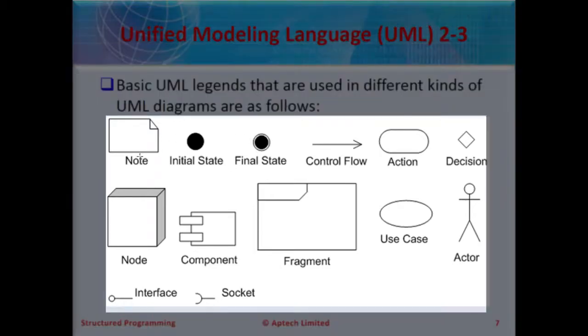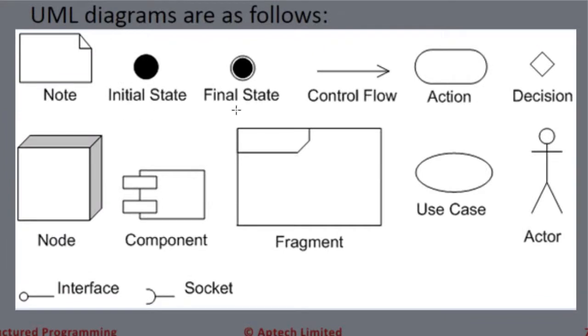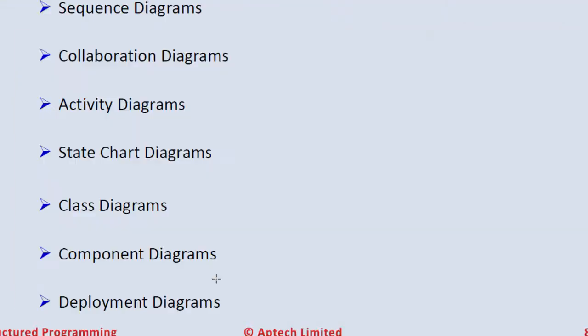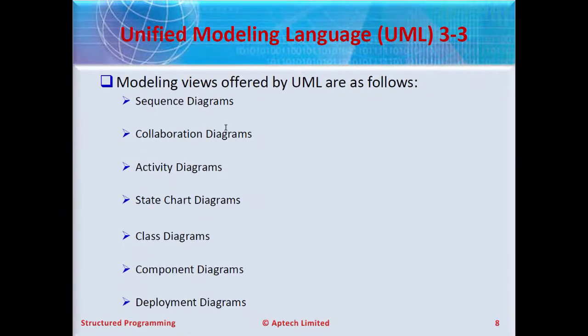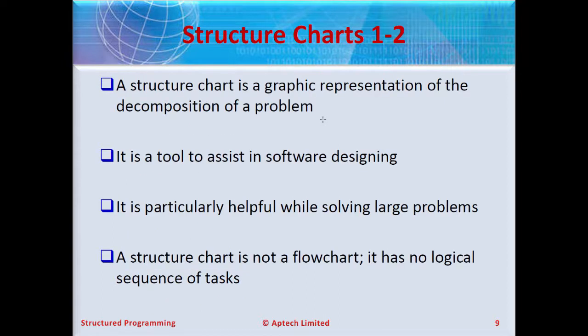We have the note, we have the initial state, we have the final state, control flow, action, decision. We have a node, component, fragment, use case, actor, interface, and finally a socket. Modeling views offered by UML are given below. We have the sequence diagrams, the collaboration diagrams, activity diagrams, state chart diagrams, class diagrams, component diagrams, and finally we have the deployment diagrams. Structure charts.